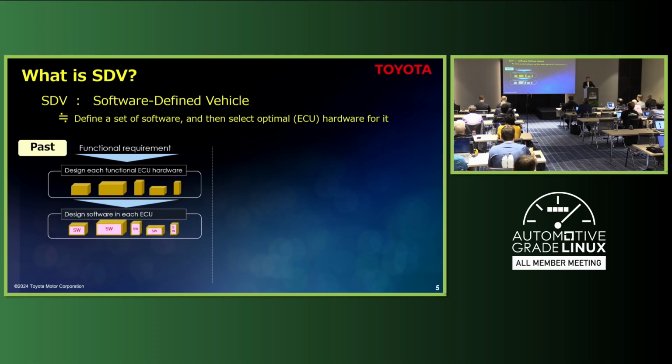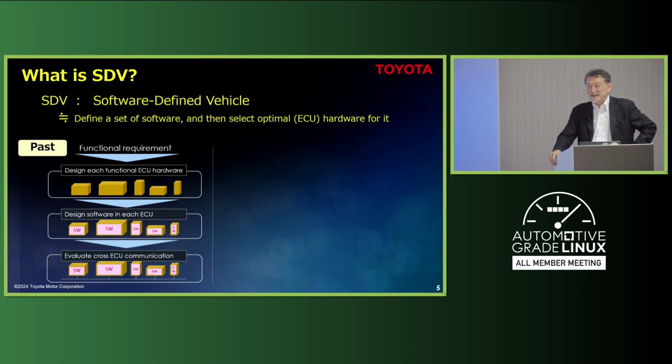So in the past, or currently, we define the required functionalities of the vehicle first, and then just bring the past asset of hardware design of the systems, and ask each supplier of hardware to write the software to meet the requirement. And then finally, it's connected in the vehicle's network, and then we evaluate everything. That's all. That's very simple.